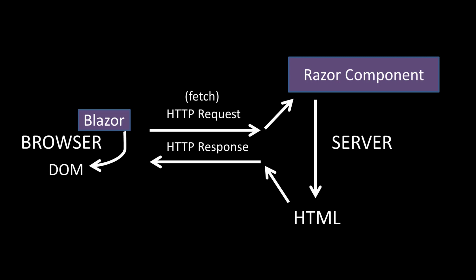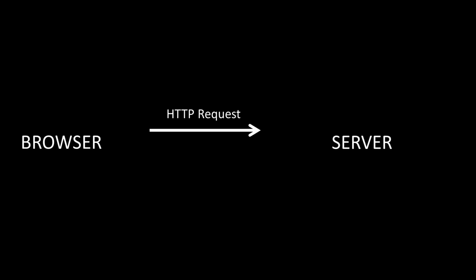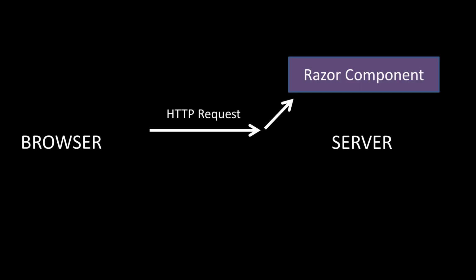The next feature is streaming rendering. So let's say a browser makes a request to the server, and on the server, the request is routed to a Razor component. And further assume that the Razor component is going to perform a long-running operation, such as making an API call or querying a database server. Normally, in server-rendered web applications, only when the query is complete and data is available, the page will be rendered to HTML and the HTML will be sent back to the user's browser.